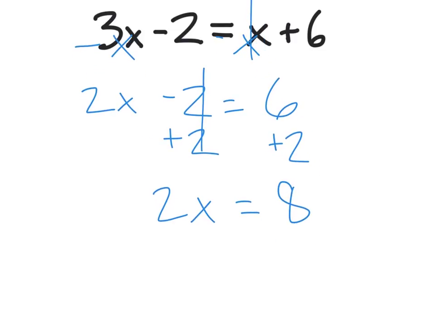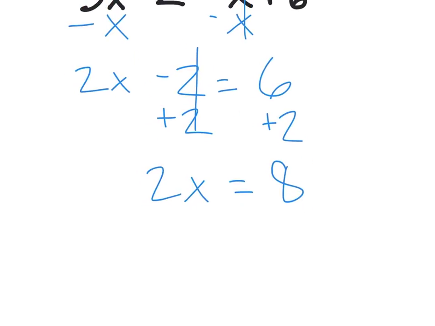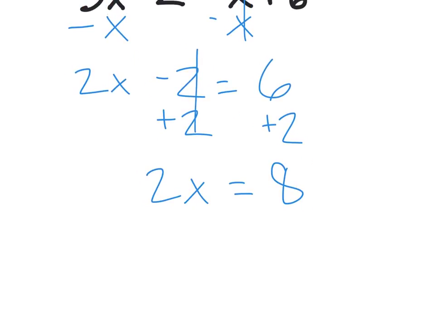The only thing I need to do now is actually solve, get x by itself. So now x is being multiplied by 2. I want to get rid of that 2, so I'm going to do the opposite. I'm going to divide by 2 on both sides. The 2's cancel, and I get x equals 4.